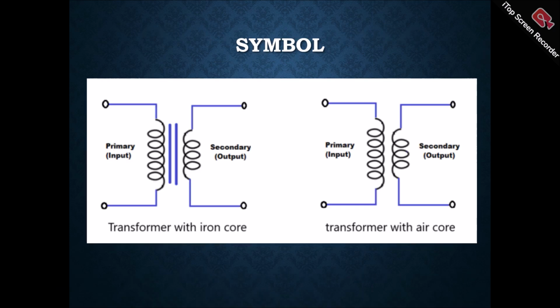These are symbols of the transformer. In first, I have shown iron core type transformer. If core is consisting of iron, then we have to show two vertical lines. If our transformer is not having iron core, it means if it is an air core, then we do not have to show vertical line.